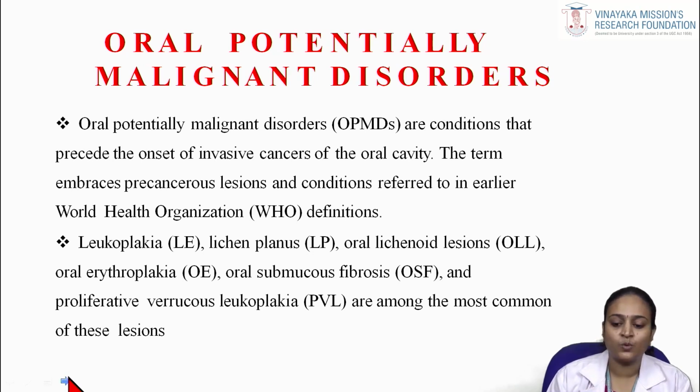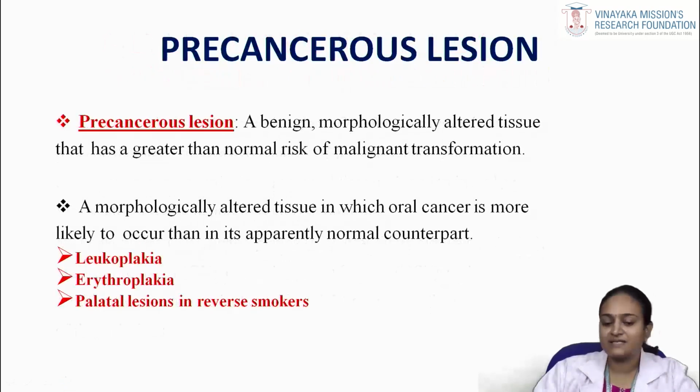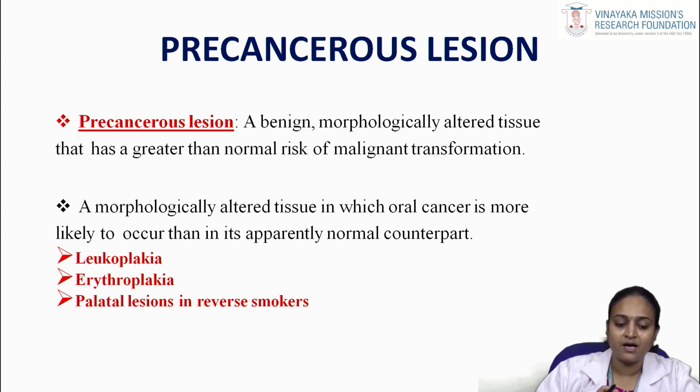Leukoplakia, lichen planus and oral lichenoid reaction, oral erythroplakia, oral submucous fibrosis, proliferative verrucous leukoplakia are among the most common lesions. Precancerous lesion. The precancerous lesion is a benign morphologically altered tissue that has a greater than normal risk of malignant transformation. What is a morphologically altered tissue? One in which oral cancer is more likely to occur than in its apparently normal counterpart. These are the precancerous lesions: leukoplakia, erythroplakia, and palatal lesions in reverse smokers.